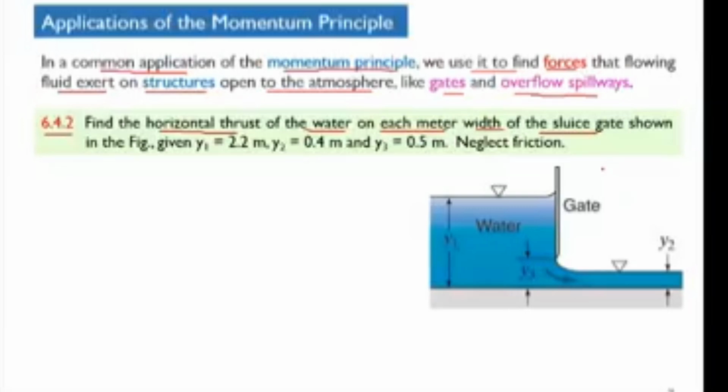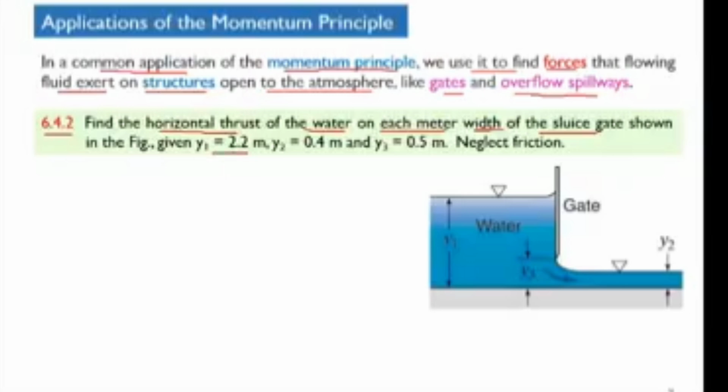So now we consider a sluice gate, and we are interested in calculating the force on each meter of this gate. Clear? Each meter means that width. The width is perpendicular to this slide. So per unit width, how much force is acting, that we need to calculate.